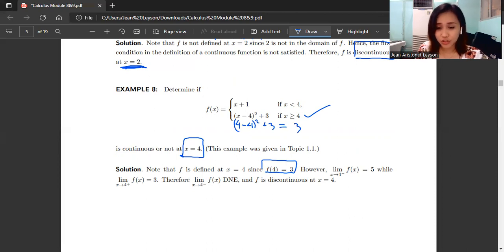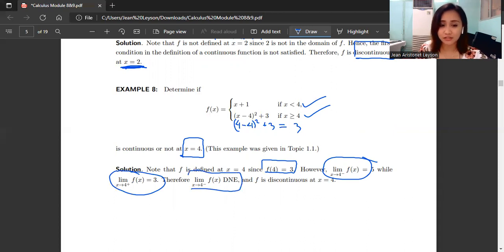However, the limit of the function as x approaches 4 from the left. So here, from the left, if we substitute 4 here, because that's on the left side, because x is less than 4. So the limit is 5. While for the right side, that's 3. So therefore, the limit does not exist because it's different for the left and the right side. And so the function is discontinuous at x is equal to 4.